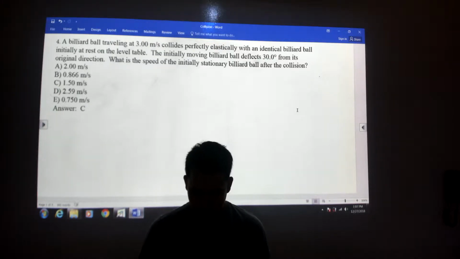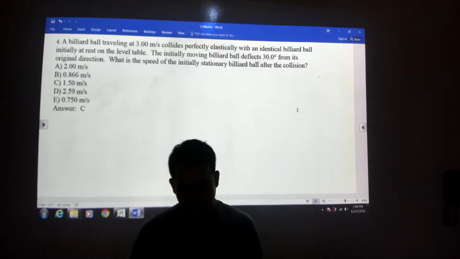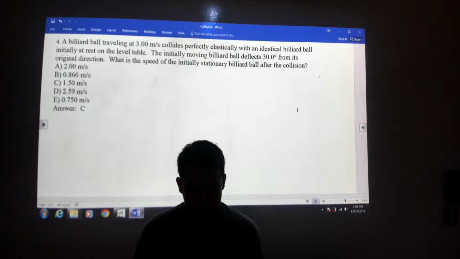This problem is again a problem on the conservation of linear momentum. In this case, two balls collide. One is at rest and the other is moving at a speed. After the collision, one ball deflects at 30 degrees, and you need to find the initial speed of the ball.